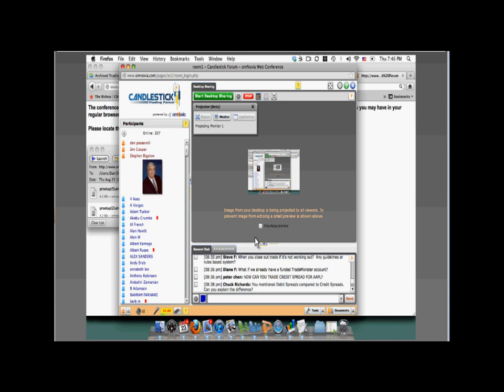Peter says, how can you trade a credit spread for Apple? Well, Peter, I don't have an Apple chart in front of me here, and I don't have my brokerage account open. But for all stocks, you basically do it the same way. You'll look for support and resistance. For put spreads, you have the short strike at or below support. For a call spread, you have the short strike at or above resistance. And that's how you do it.